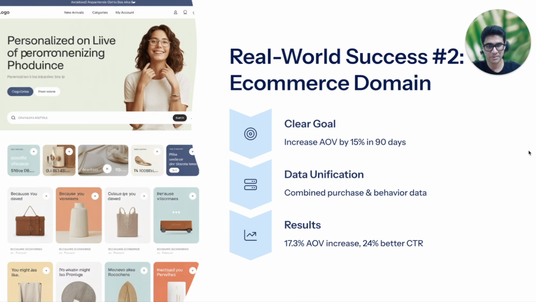And with that, they were able to generate a model that resulted in a 17.3% increase of average order value, and definitely 24% better CTR on their homepage, right? Because a lot of people would land on the homepage and then the journey would begin from there. So this is a clear indication that starting with a clear goal makes a huge difference, because the rest of it is easy. That's the tech side of things. It's easy once you have the data, but what you need to focus on is the key goal or the key step.